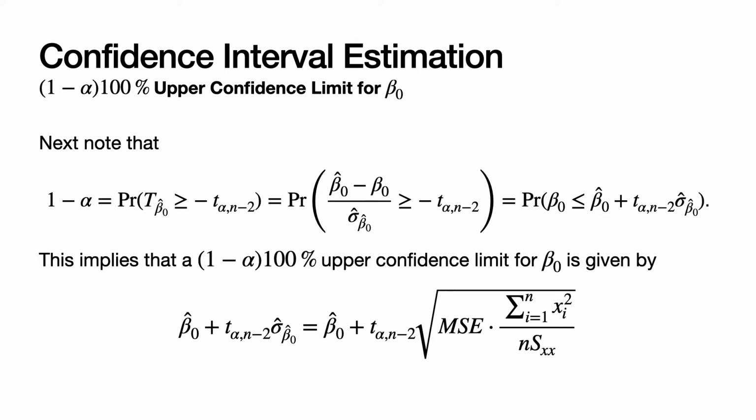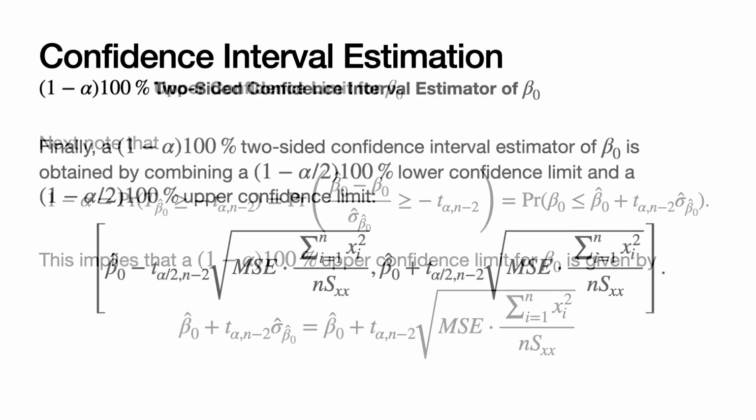And so that implies that a 1 minus alpha times 100% upper confidence limit for beta 0 is given by beta 0 hat plus the product of the interval coefficient t with an alpha in the subscript times the square root of the MSE times the sum of the squared x values divided by n times S sub xx.